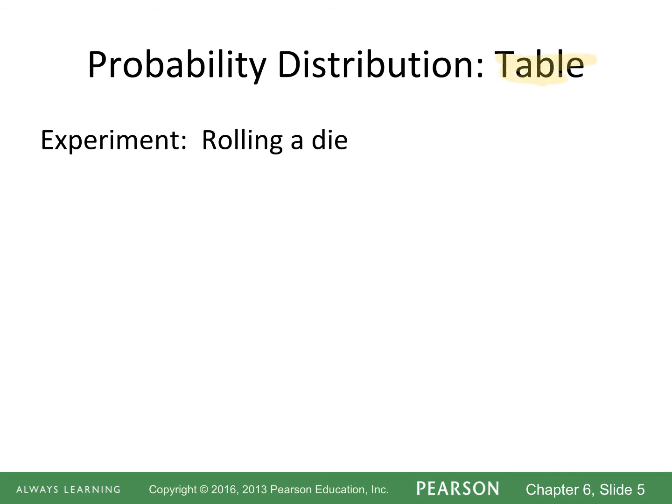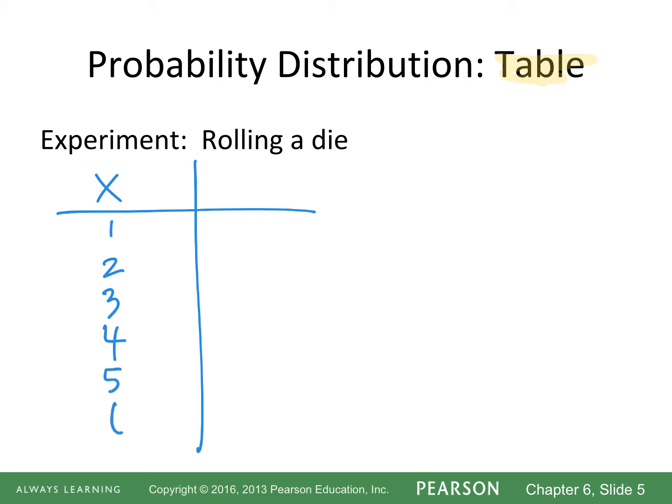So here we're going to look at a probability distribution in a table format. And we're going to use the example of rolling a fair six-sided die. So I'm going to make my table. My input is going to be all the sides of the die, and my output is going to be the probability of each. So let's think about the probability of rolling a 1 on a fair six-sided die. Successful outcomes is 1, over possible outcomes is 6. This will be the same for each side.